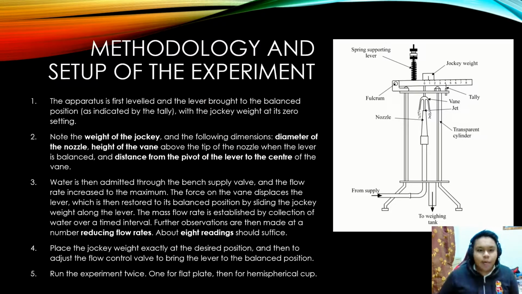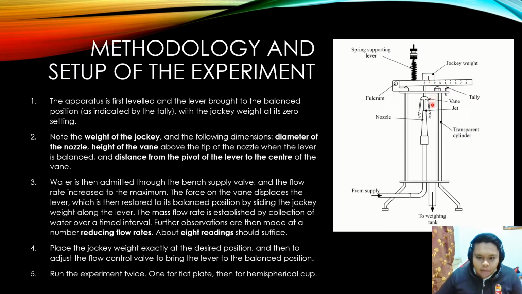So, methodology of the experiment. Firstly, the apparatus is leveled and the lever brought to the balance position as indicated by the tally, with the jockey weight at its zero setting. Note the weight of the jockey, and then the diameter of the nozzle, the height of the vane above the tip of the nozzle when the lever is balanced, and the distance from the pivot of the lever to the center of the vane. And then water is admitted through the bench supply valve, and the flow rate increased to maximum.